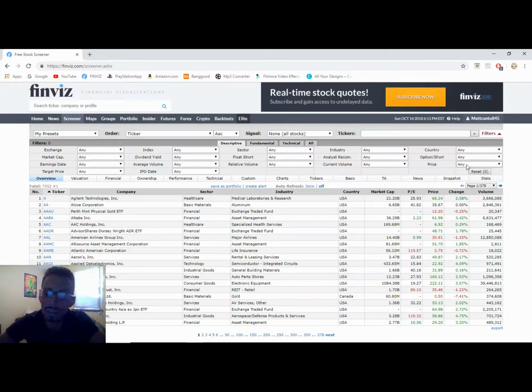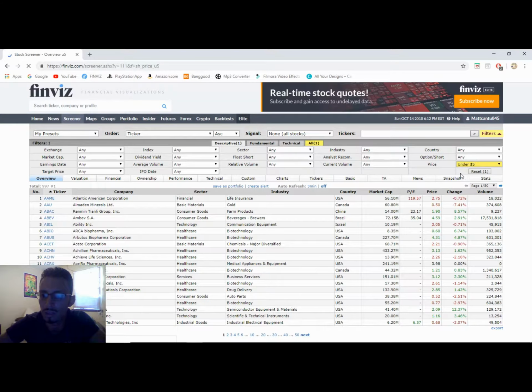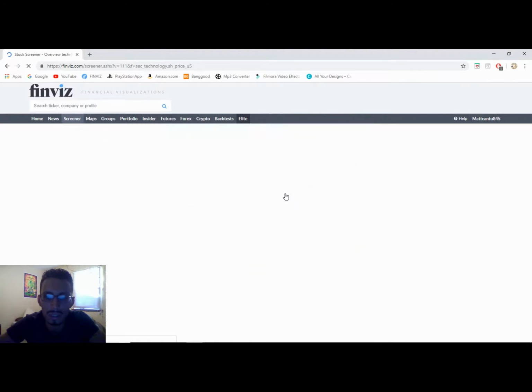To narrow down the stock market, I would first put in a price range of what I like to get into. I'm usually underneath $5. I'm a penny stock kind of guy, so I would go there. Next, I would select the sector I would like to get into. So you've got financial, basic materials, technology, industrial goods, healthcare, etc. All the sectors in the stock market. I'm just going to go right to technology.